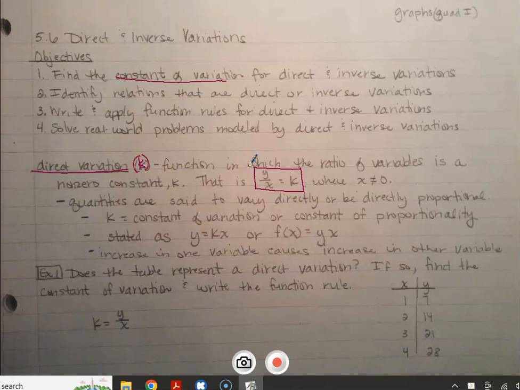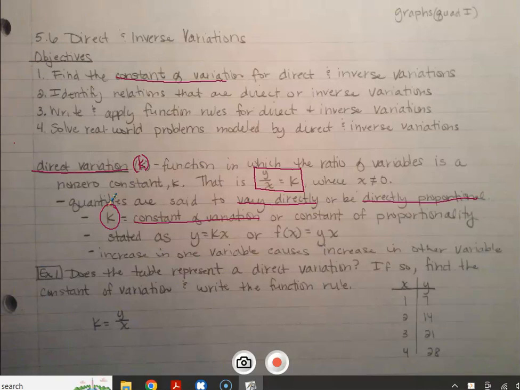In a direct variation, the quantities are said to vary directly or be directly proportional. We've studied proportions already, so that's going to be helpful. k is your constant of variation, or your constant of proportionality. That is it. k is the name of the variable. Slope is m. The constant of variation is k.